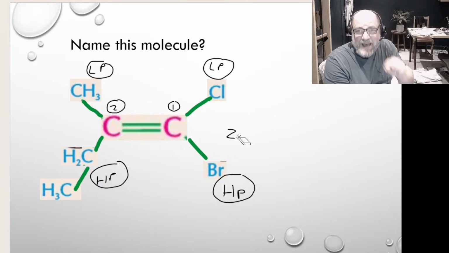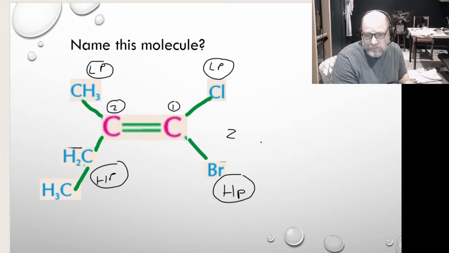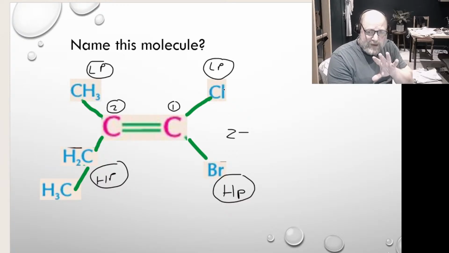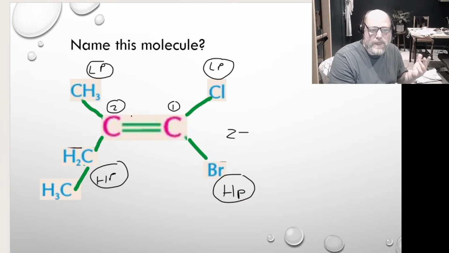This is a Z isomer, and you don't need to know that for your spec, depending on what spec you're doing. So this is a Z isomer. You're with me, guys? Now what we need to do is decide what the main chain is. It's going to be 1, 2, 3, 4. This is my longest chain.